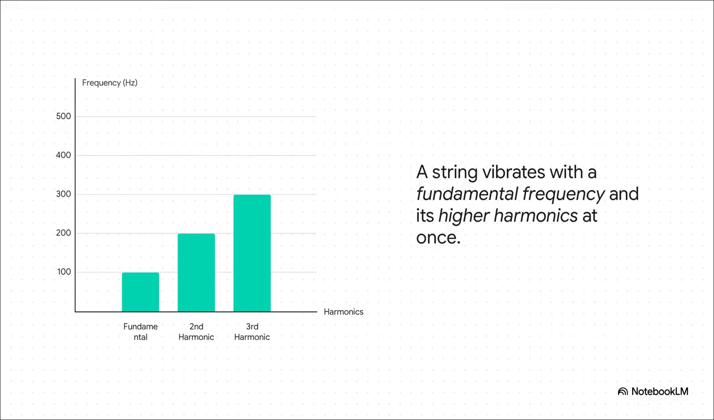But here's where it gets really wild. A string doesn't just vibrate in one big way. It actually vibrates in multiple ways all at the same time. You have the main vibration, the big one. That's called the fundamental. But layered on top of that, it's also vibrating in halves and in thirds and in fourths. These extra vibrations are called harmonics.